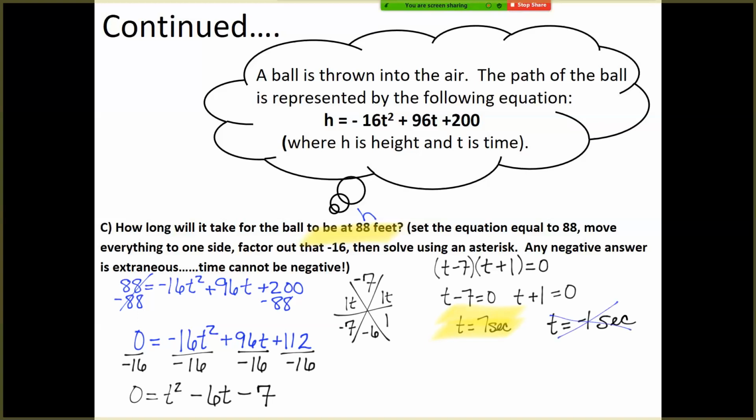So this is what we call extraneous. It doesn't make sense. You don't talk about time being negative. So we call it extraneous. You didn't do anything wrong mathematically. It just does not make sense in context of the problem. So because this is a word problem, you don't want negative time. So we just mark that answer out. Our only answer for this part is 7 seconds.